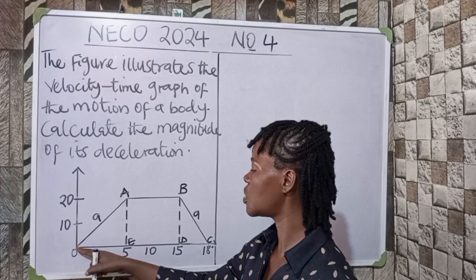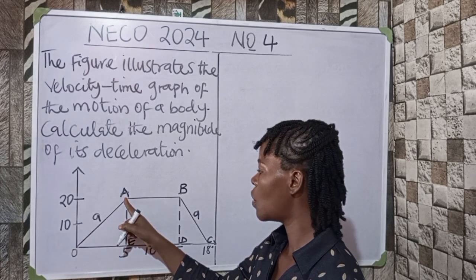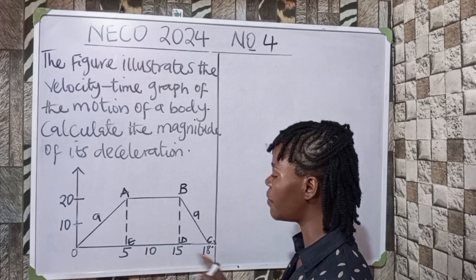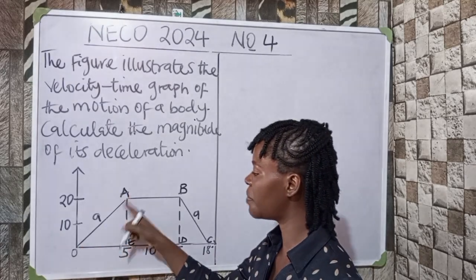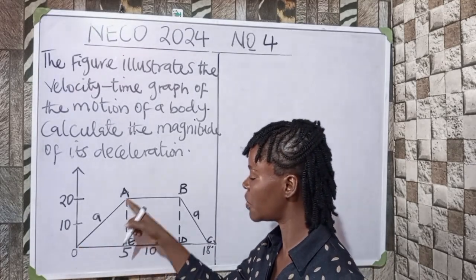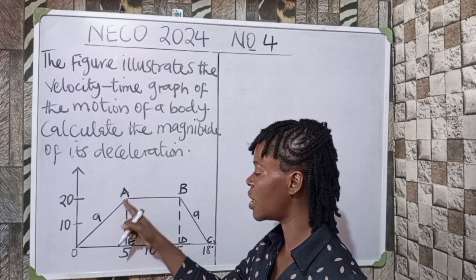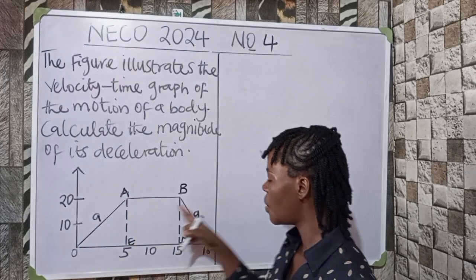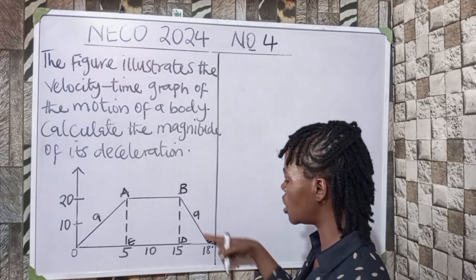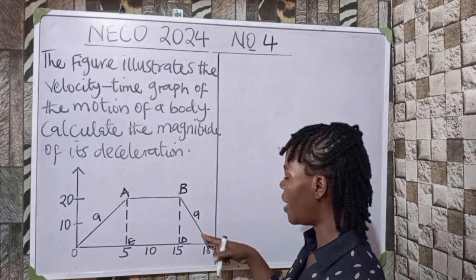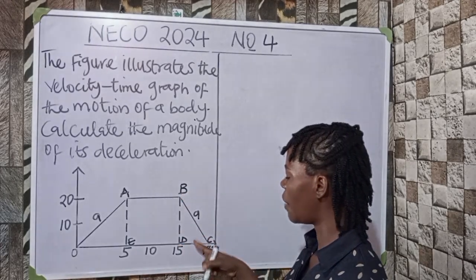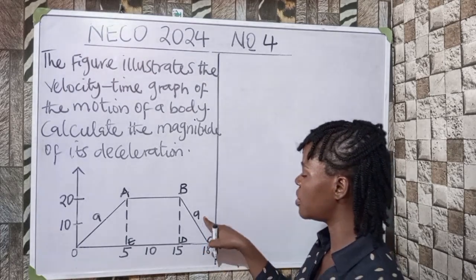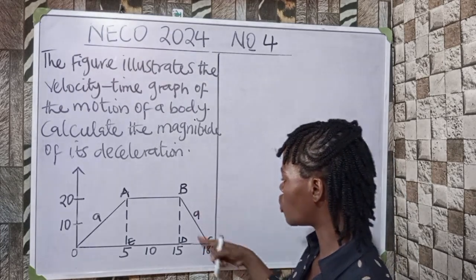Acceleration is when the velocity of a body increases with time, while deceleration is when the velocity of a body decreases with time. So from here to here, the velocity of the body increases. So this is acceleration. And the area covered by this can help us to get our acceleration. While deceleration, this body decreases with time. And the area covered by this can help us to get our deceleration. But from this particular question, we are asked to get the deceleration. So you are looking for this triangle.